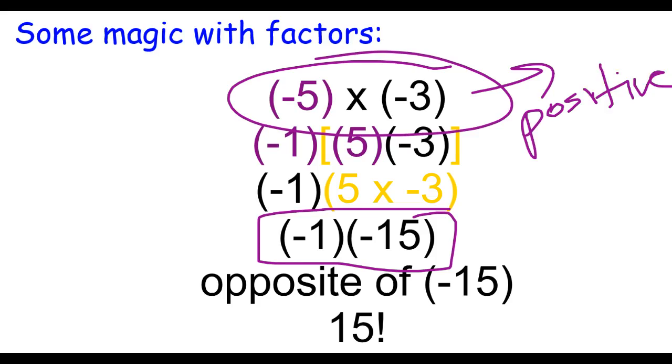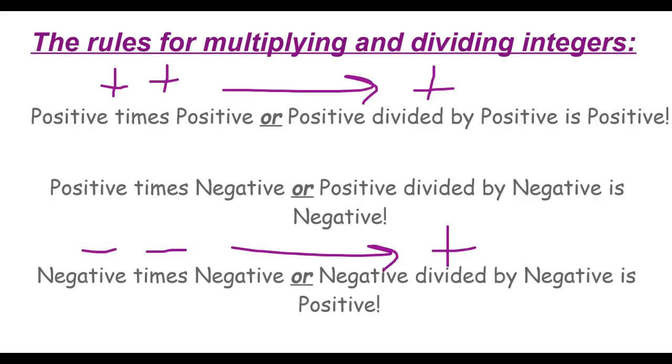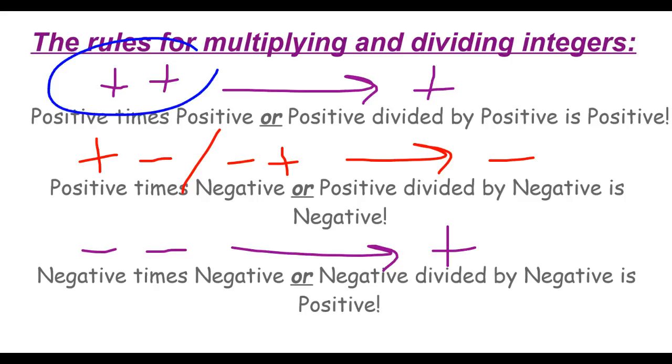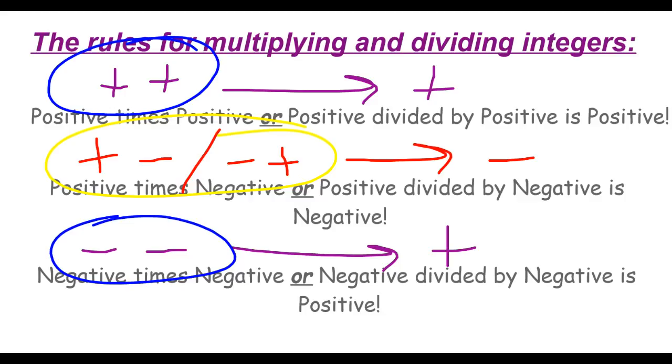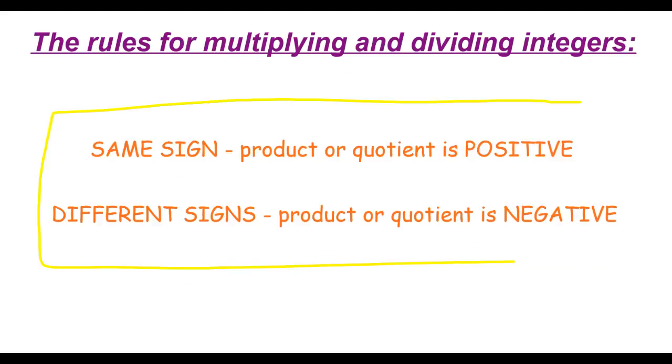So those three rules that we have: we either have two positive numbers, in which case our product or quotient is positive; we have two negative numbers, in which case our product or quotient is positive also; or we have a positive and a negative, or a negative and a positive, in which case our product or quotient is negative. And it all comes down, like in addition, to: are the signs the same or are the signs different? If the signs are the same, our product or quotient is positive. If our signs are different, our product or quotient is negative.